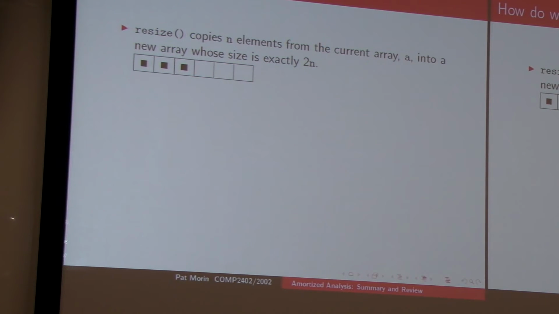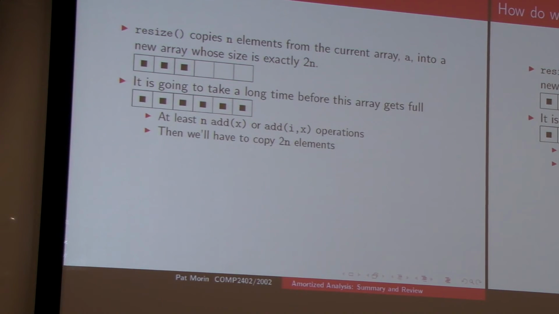Okay, so how do you prove a statement like this? Well, resize copies n elements from the current array into a new array whose size is exactly 2 times n. And it's going to take quite a while, so this is a picture up there with the 3 dots in an array of size 6. That's one of these half-full arrays. It's just been resized, and it's going to take a long time before it becomes full again. It's going to take at least n add or remove operations. And then we'll have to copy these 2n elements. So if n is the number that were there after the first resize, by the time it becomes full again, there are now 2n elements, and we're going to copy them.